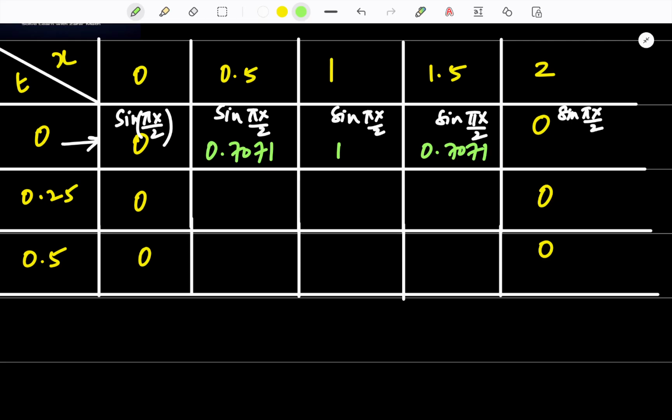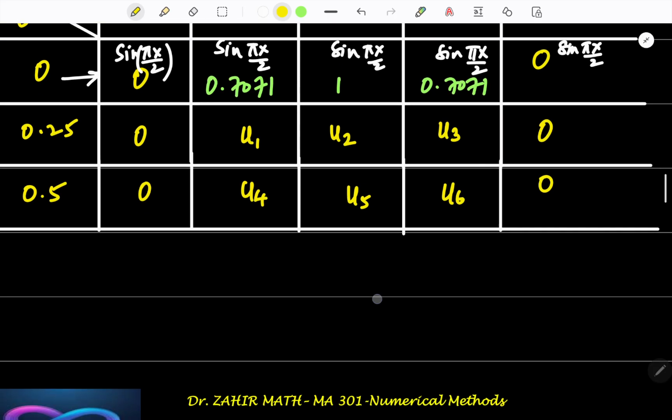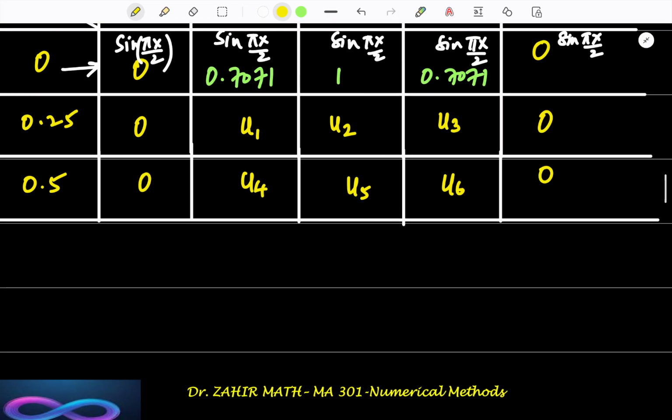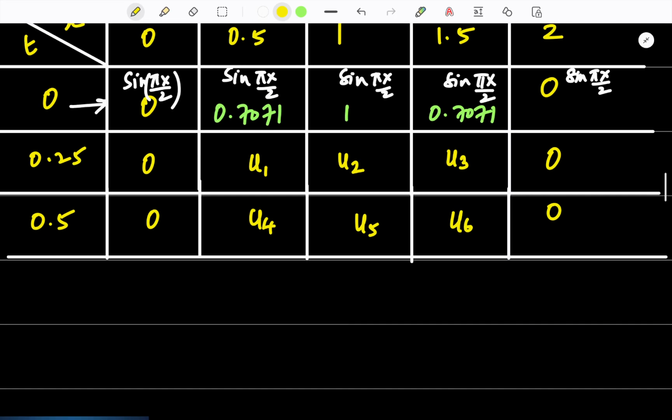What you're going to do, you're going to put u1, u2, u3, u4, u5, u6. But there, you remember, you used to calculate Bender-Smith, adding this one and this one divided by 2. Crank-Nicholson is totally different, right? So now you are going to find out all these 6 values. How? Let me explain. Listen carefully.